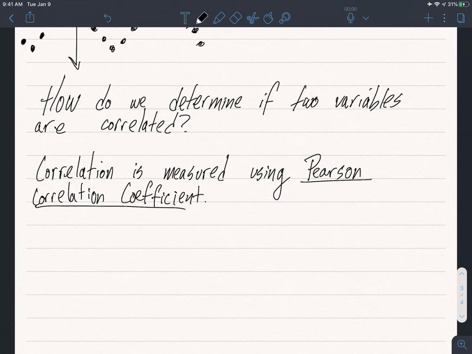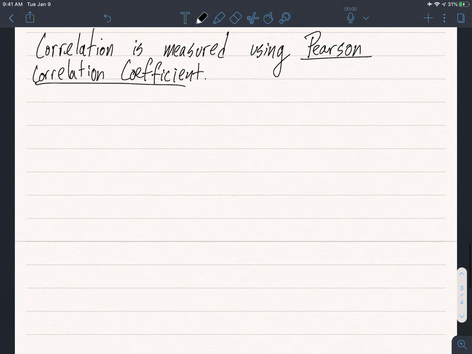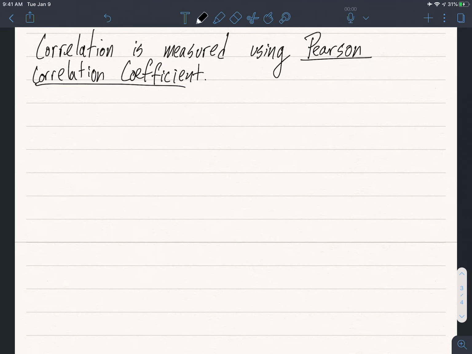And nope, it's not Pearson like the book publisher. Somebody's name, not the book publisher. But correlation is measured using something called a Pearson correlation coefficient. So just like probability was measured on a scale of 0 to 1, a number that lets you know what the chances of something happening are, correlation is measured on a scale of -1 to +1.